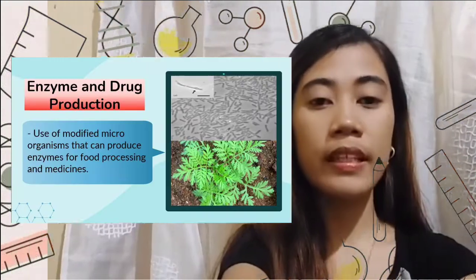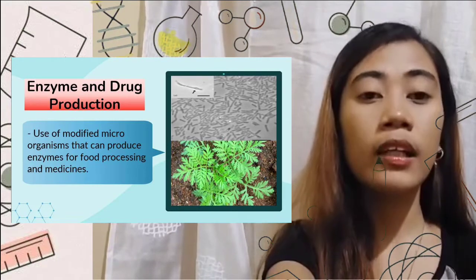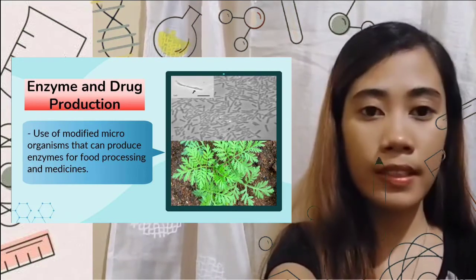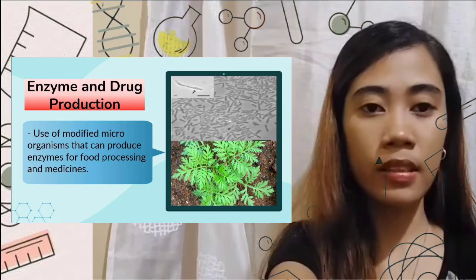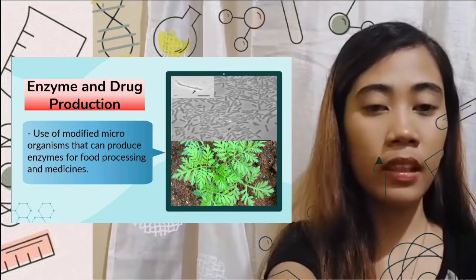The fifth is enzyme and drug production. Used for modified microorganisms that can produce enzymes for food processing and medicines. One example of this is acetolactate decarboxylase. An enzyme used for food flavor enhancer is produced in higher quantity by Bacillus, which was genetically modified with the genes of the thermophilic anaerobe Thermoanaerobacter carrying acetolactate decarboxylase.